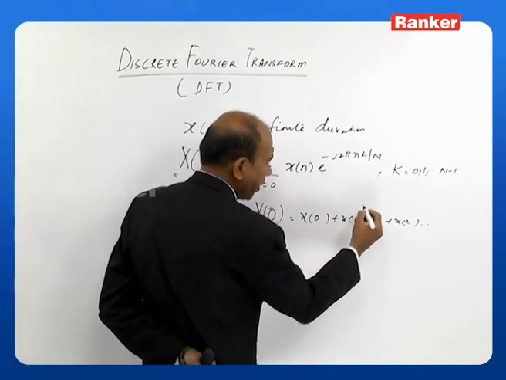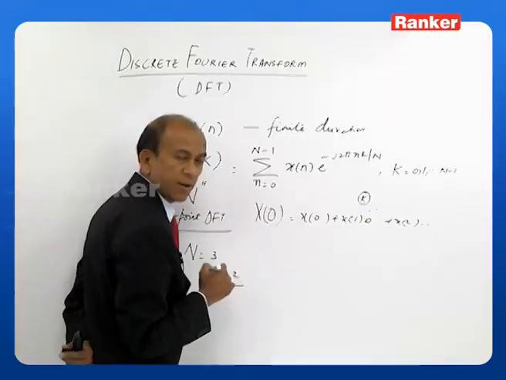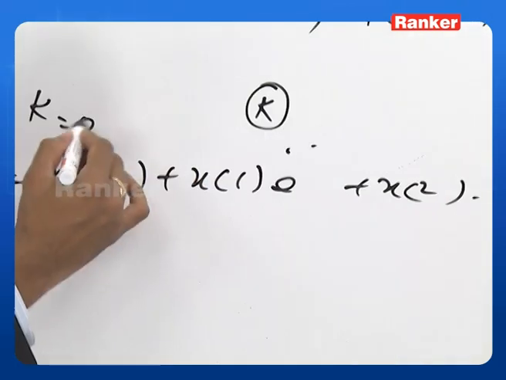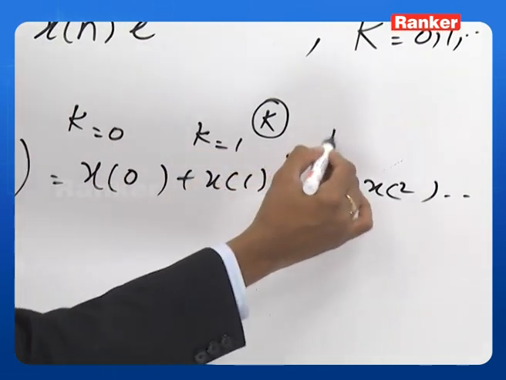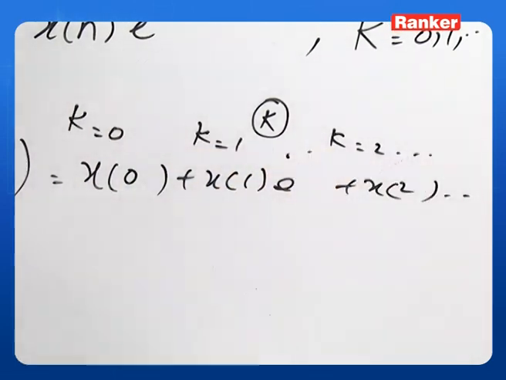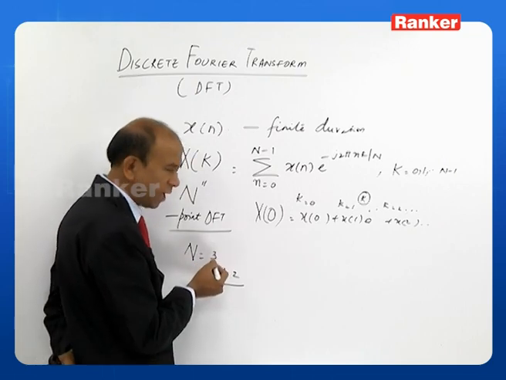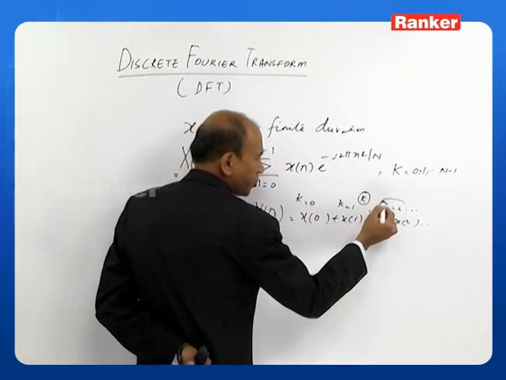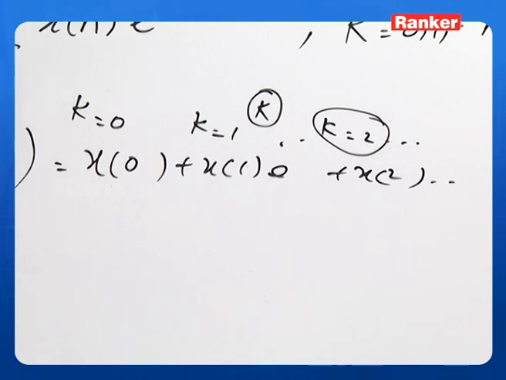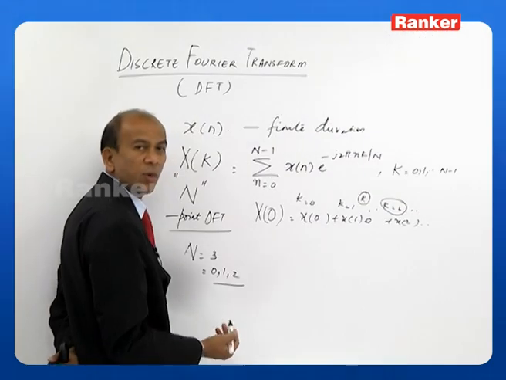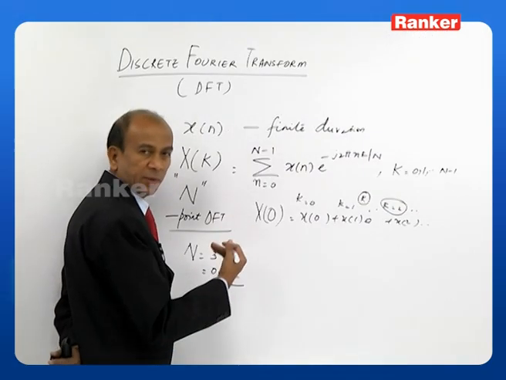And again here you have to take care of k. Okay, k is equal to 0 here, k is equal to 1 here, k is equal to 2 here, and so on. Because n is equal to 3, the summation will end at k is equal to n minus 1. So this is how we do the discrete Fourier transform calculations.